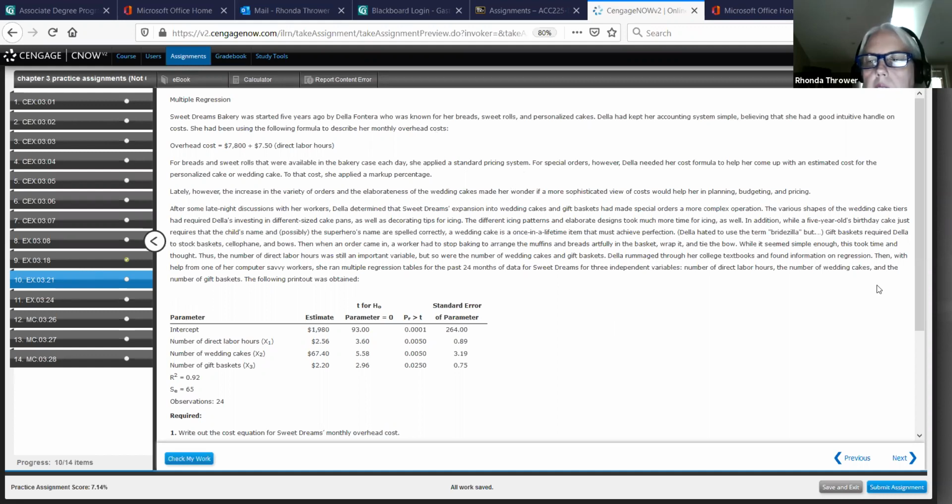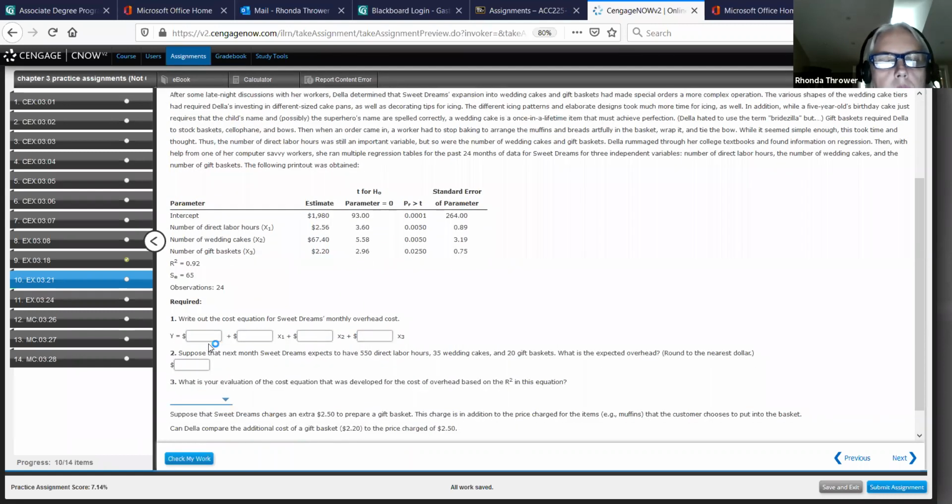And you can see this is kind of a lengthy exercise as far as it's wordy. So what I did in Excel is I copied all this information in. And so what we need to do is read this information carefully. It'll tell you a little bit about what they're trying to get you to do. So in the previous exercise, we did a regression exercise using least squares. In this exercise, the only difference is we're using multiple regression. So our formula for multiple regression is going to be just a little bit longer.